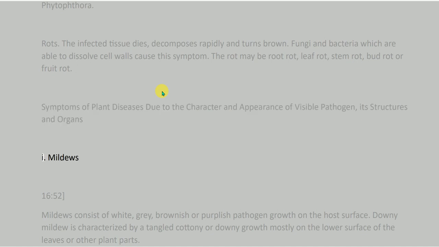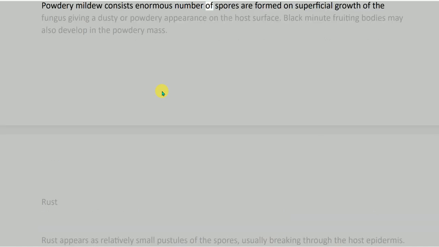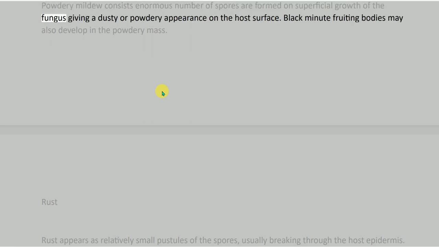1. Mildews. Mildews consist of white, grey, brownish or purplish pathogen growth on the host surface. Downy mildew is characterized by a tangled cottony or downy growth mostly on the lower surface of the leaves or other plant parts. In powdery mildew, an enormous number of spores are formed on superficial growth of the fungus, giving a dusty or powdery appearance on the host surface. Black minute fruiting bodies may also develop in the powdery mass.